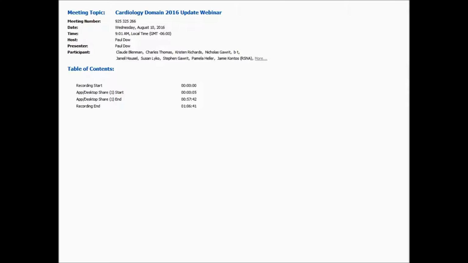Next question, will all ACC NCDR registries eventually use CDA, such as the update to PVI coming out in 2017? It is expected that that is our submission standard. So it's expected that all NCDR registries would use this as the transmission format.